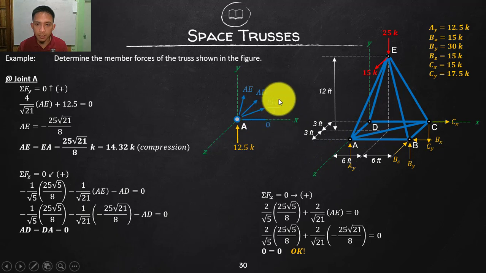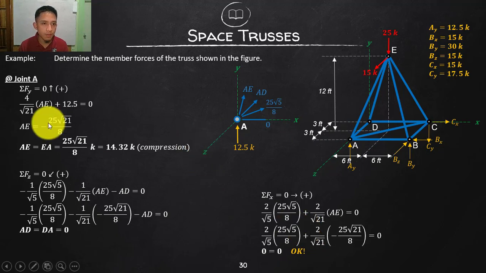So that is already calculated. I will substitute that one so that we will not be confused with another unknown. That is according to our value a while ago. AC is the same as CA, which is 25 square root of 5 all over 8, which is tension. We calculated this one as tension. The only unknowns now are your AE and your AD.